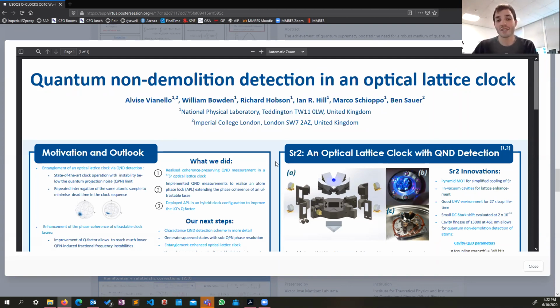I'm presenting the realization of quantum non-demolition detection in a strontium optical lattice clock. This scheme allows us to repeatedly interrogate the same atomic sample. It can also help to preserve coherence of the atoms. And in some sense, if the back-action effects that are induced on the atoms per measurement are weak enough, this scheme could lead to spin squeezing and entanglement.